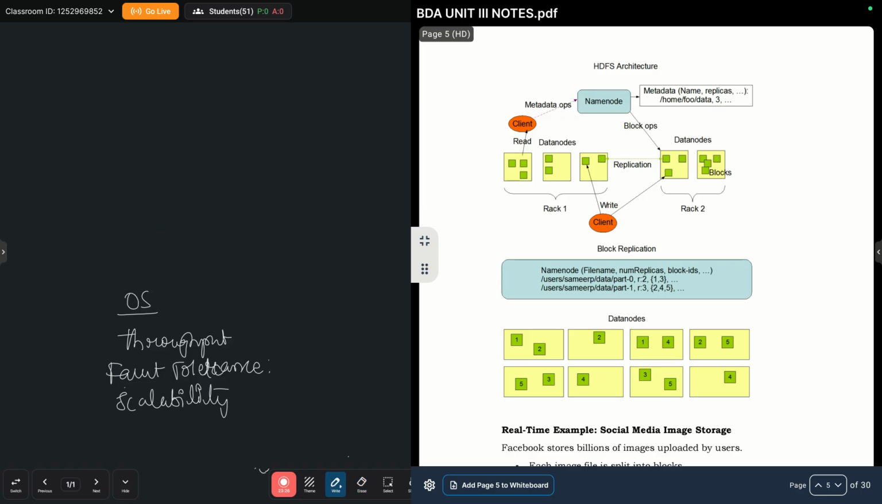So if you look at the HDFS architecture, it uses master slave architecture. Why is it called master slave architecture?